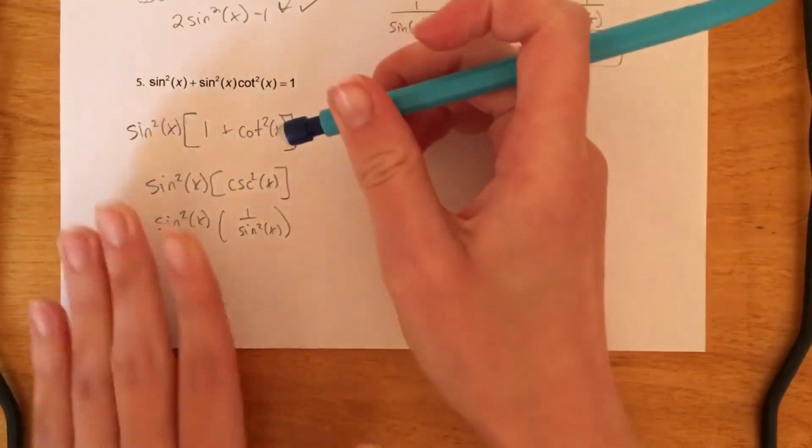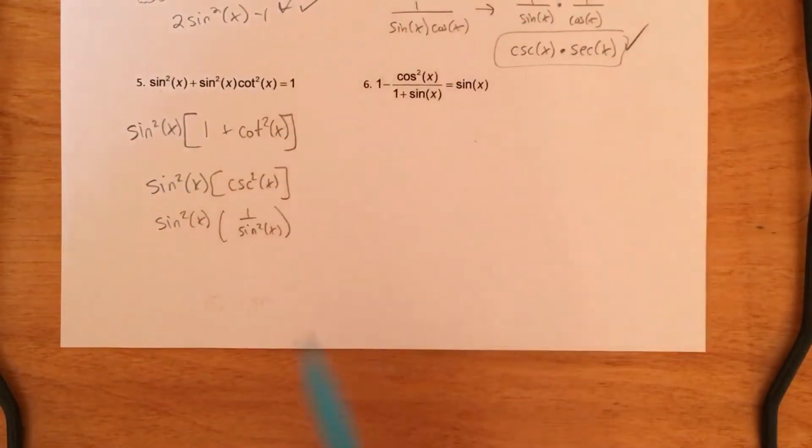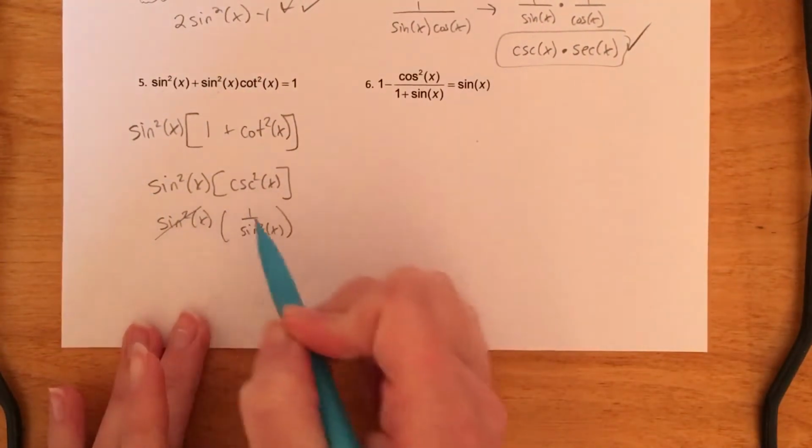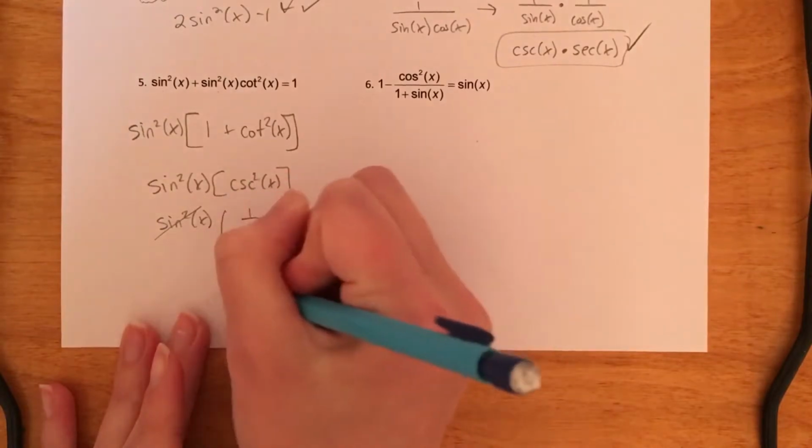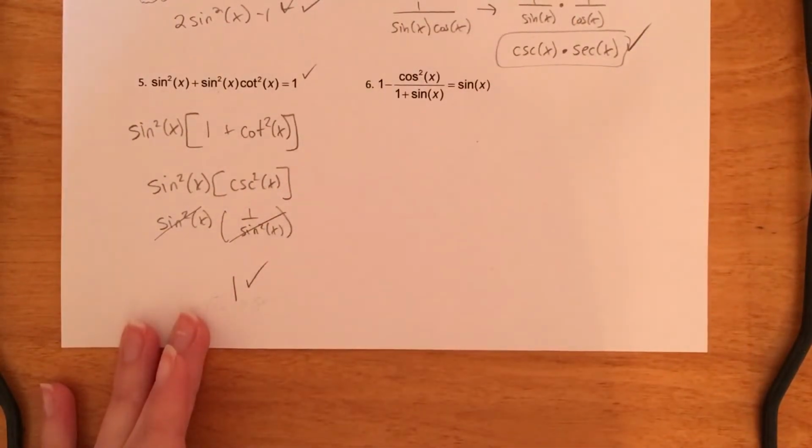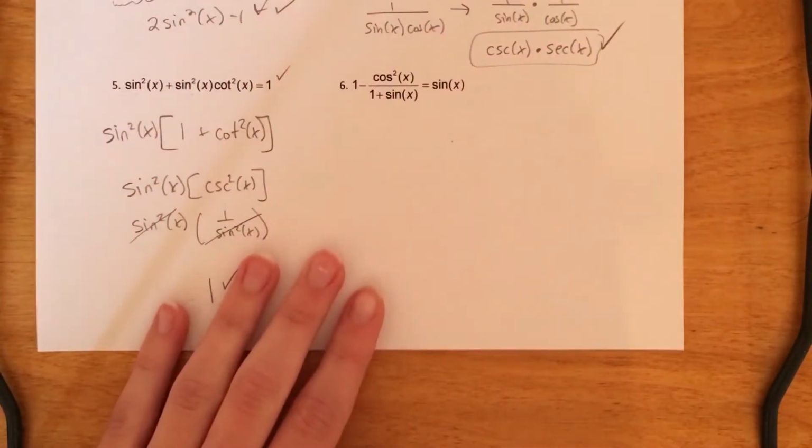So we change that from cosecant squared into 1 over sine squared, and now, boom, cancel those out, and we just get a 1, which is what we wanted to get in the first place.